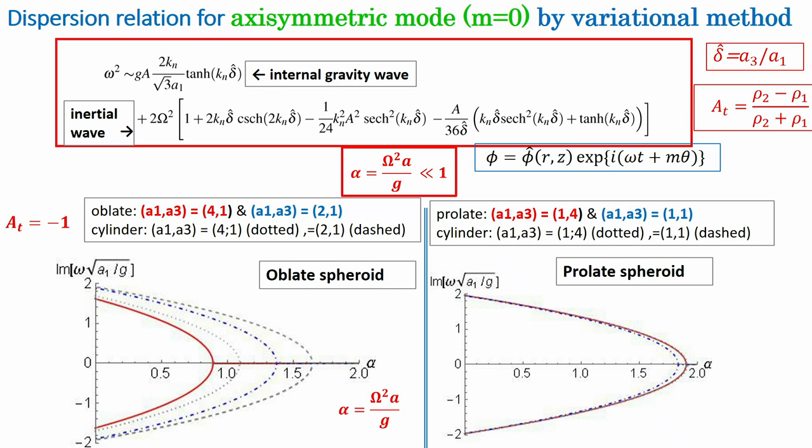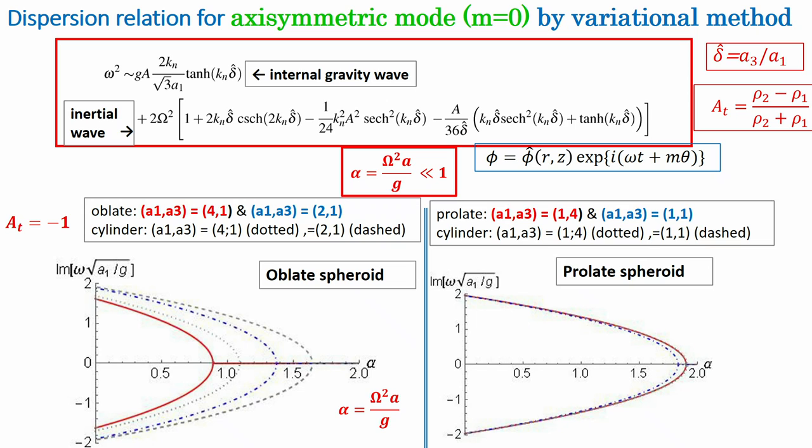Delta is, I think I should write down delta. Yes, I'm sorry. Delta is the aspect ratio. This is 4.1 and 2.1. And this and this are the same aspect ratio. And this and this have aspect ratios 2 and 1. Compared with spheroid and cylinders, you can see the spheroid has a wider stability region than the cylindrical case.